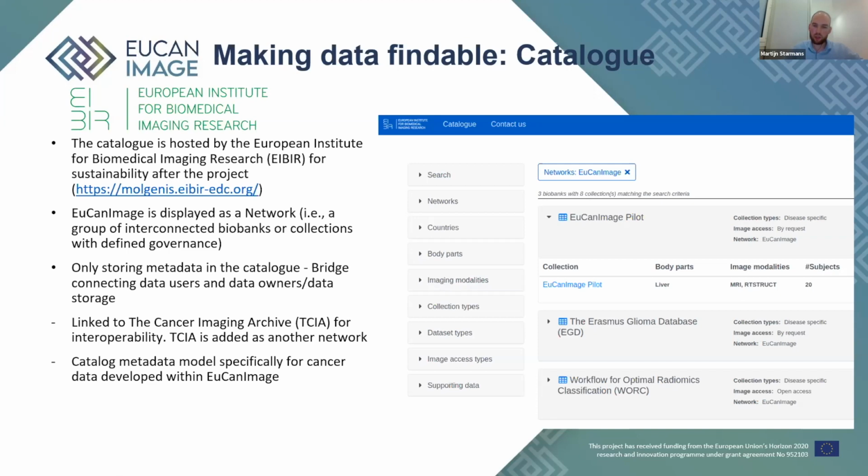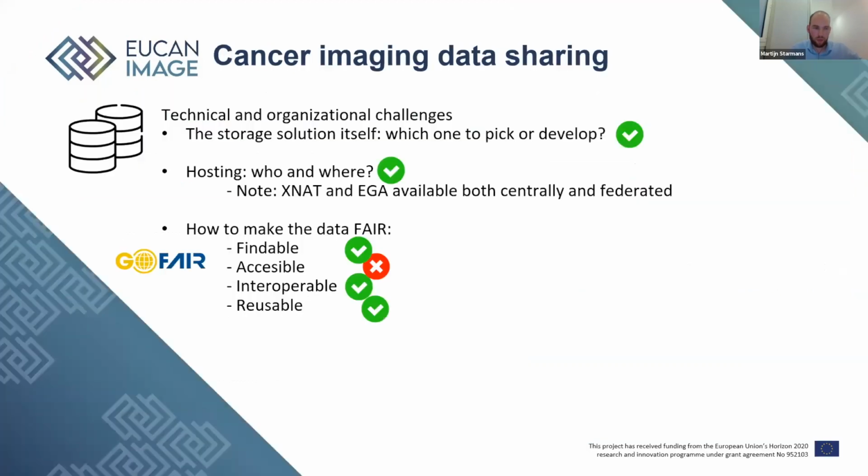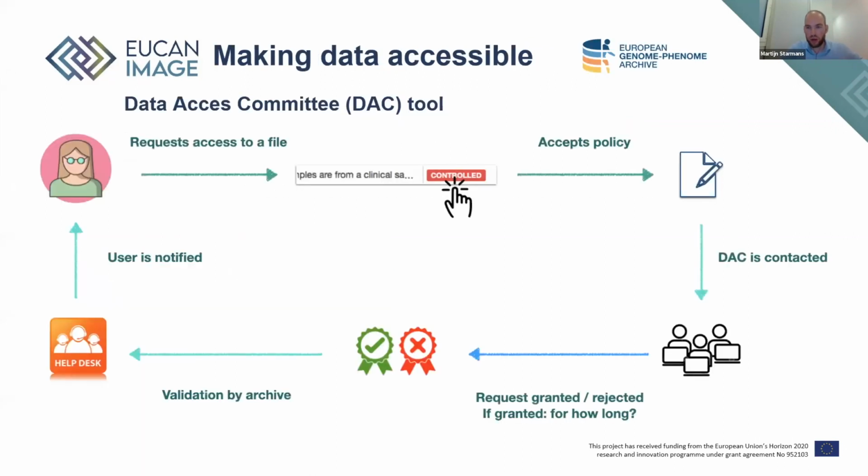Specific within EuCanImage, we're making a metadata model for cancer imaging, which we use in our catalog, so that we are sure that users that want to know specific things that are relevant for cancer, so specific diseases, for example, can find this data. So through a catalog, we can make sure our data is findable. I would say then the last part of being able to share the data is the accessibility. So besides the whole legal framework, we need to find a structure such that users can easily access the data.